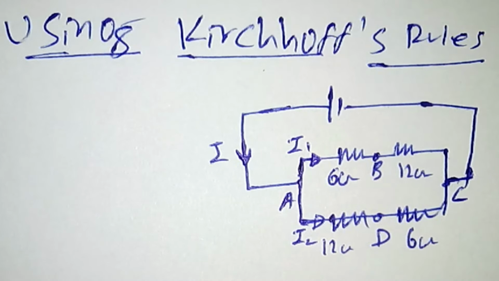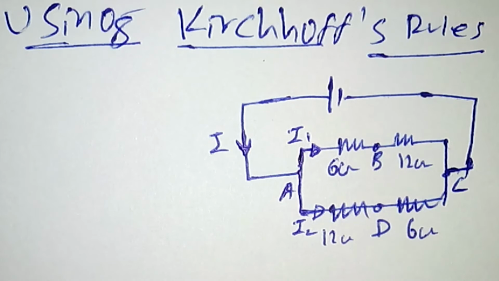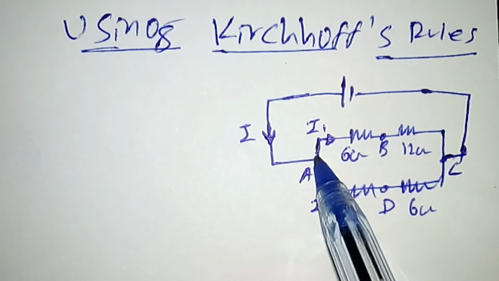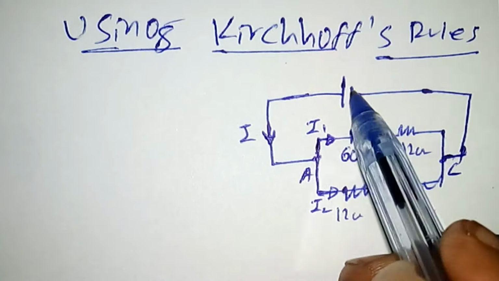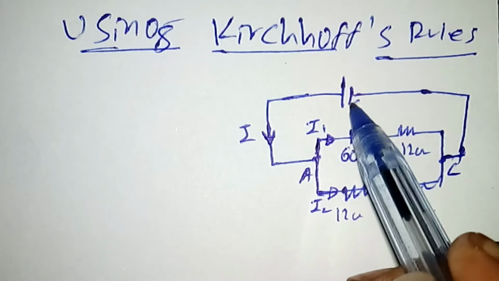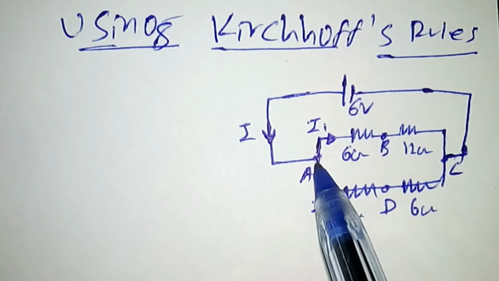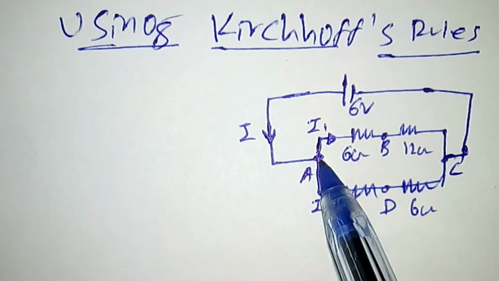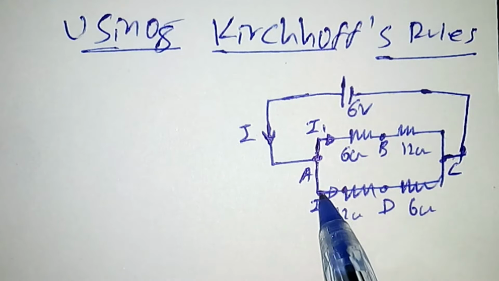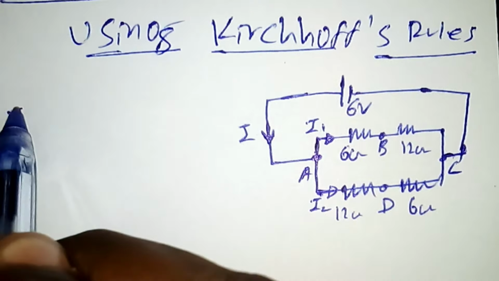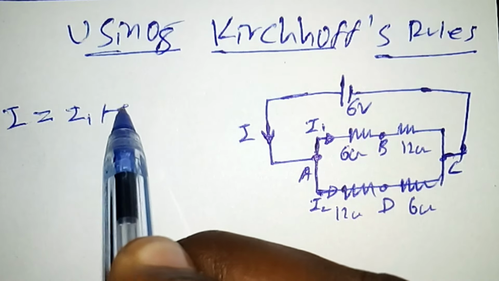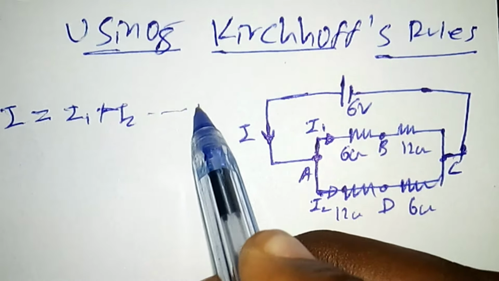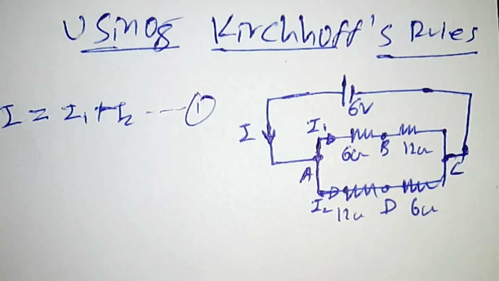Okay, we can also solve this question using Kirchhoff's rules, that is the junction rule and the loop rule. From the junction rule at junction A, the current I from the 6 volt source, the total current passing through the circuit, is divided into 2 parts, I1 and I2. So I equals I1 plus I2. This is the Kirchhoff junction rule, equation 1.